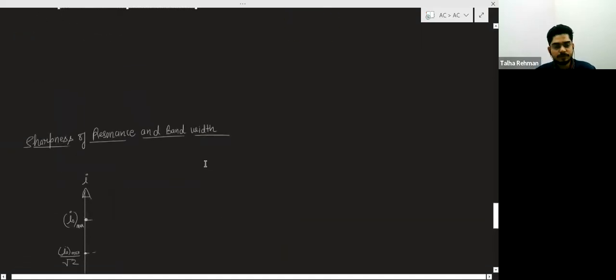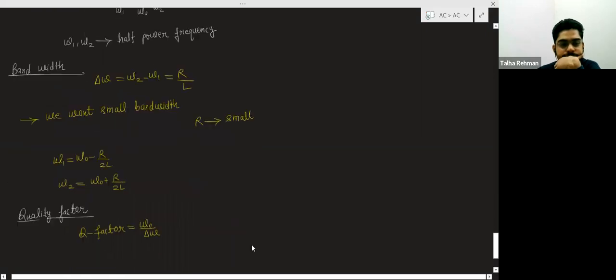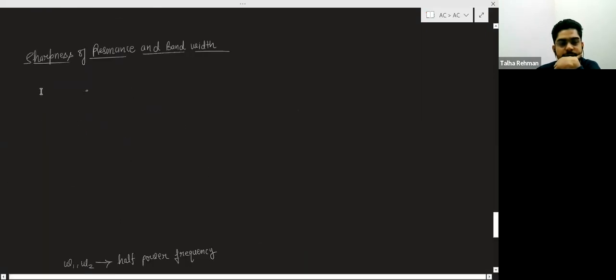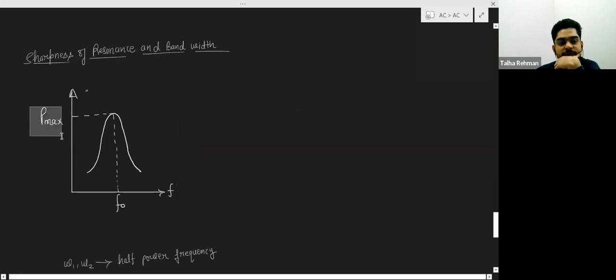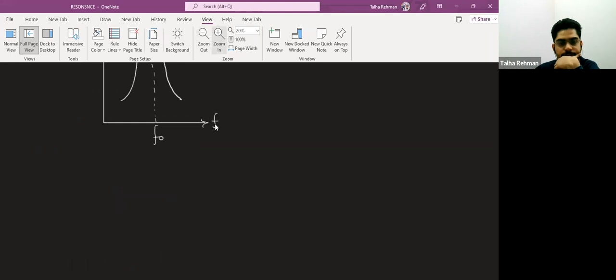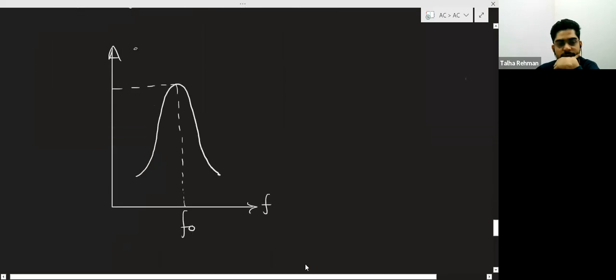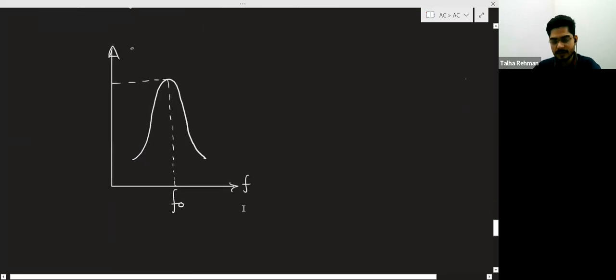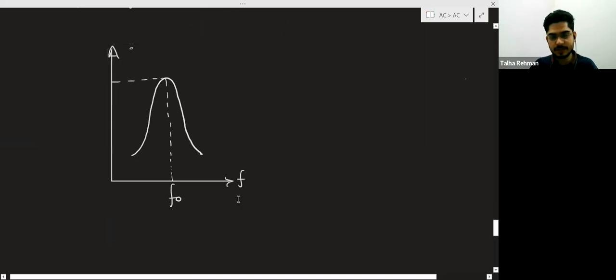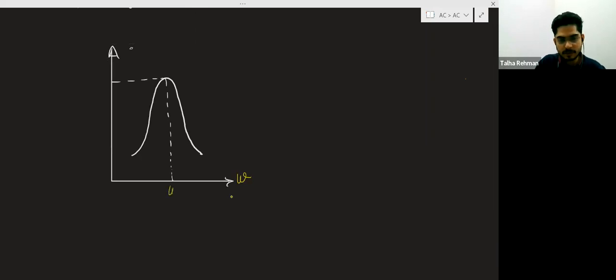Now, this we will discuss: sharpness of the resonance and the bandwidth. So this is the graph between the current and the angular frequency. This type of graph we will get here, and now I am just drawing the graph in terms of the omega, so it will be omega naught.